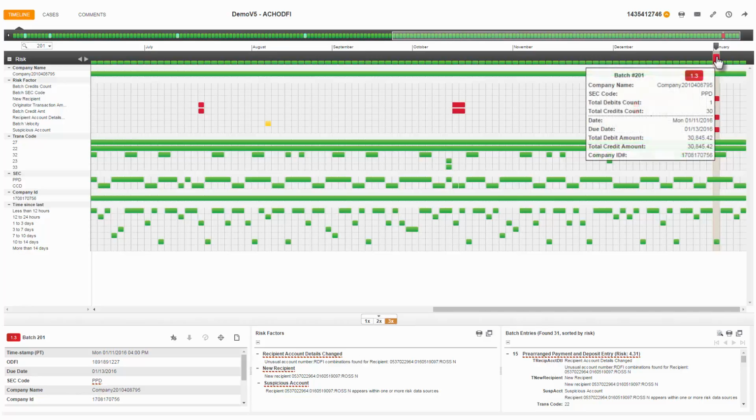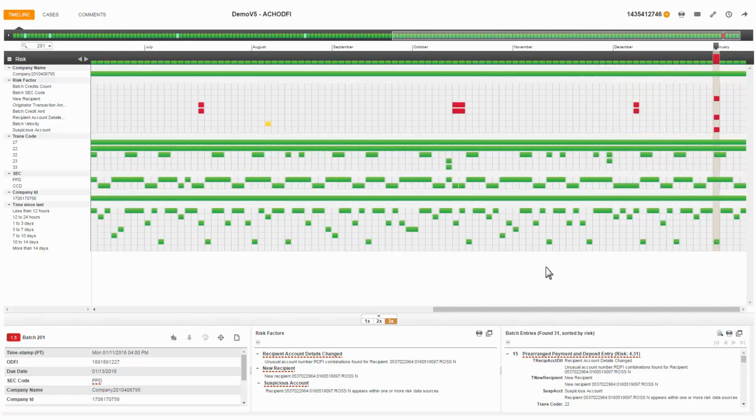Hovering over the top of the column, I can see high-level details about the batch, such as the fact that this is the 201st batch submitted by Financial Business Incorporated. I can also see the SEC code, that there's 1 debit and 30 credits, the batch due date, and the total debit and credit amounts. Now I'll review the risk factors.